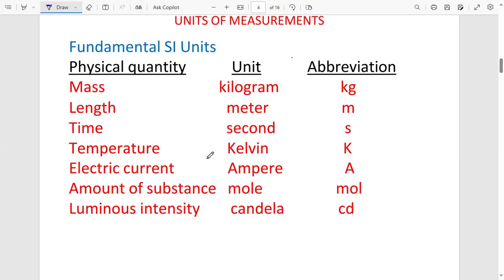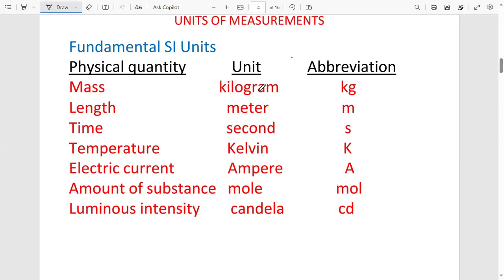We have kelvins to measure temperature, and amperes to measure electric current. We have the mole, which you will be dealing with mostly in chemistry, and it measures the amount of substance. Then we have the candela, which measures luminous intensity. Over here I have the symbols that represent these units. These are the 7 base units, or the 7 SI units.